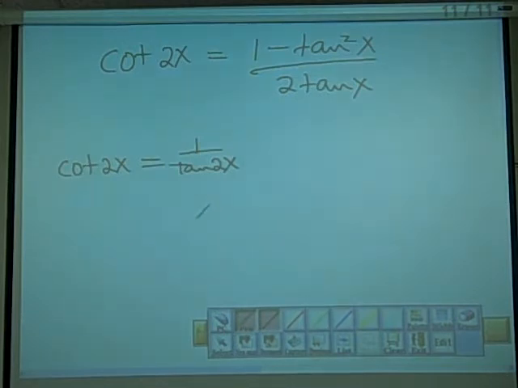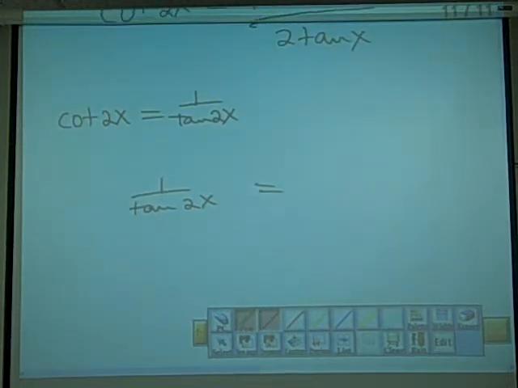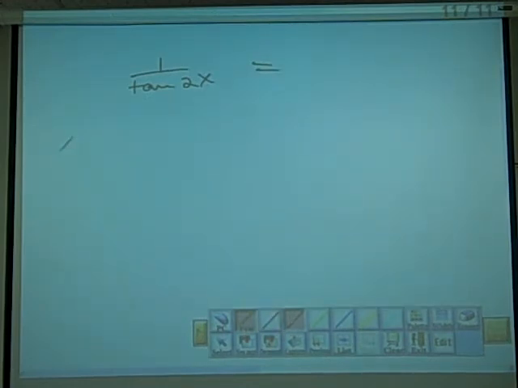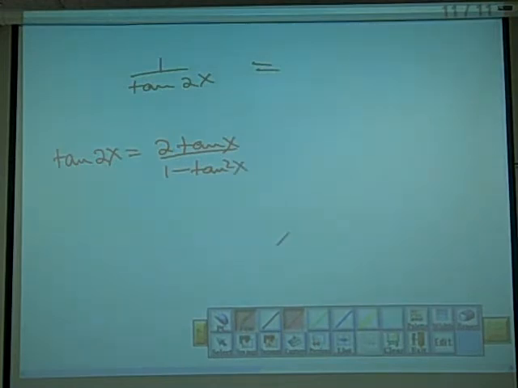So we're going to go ahead and change this to 1 over tangent 2x equals our right hand side. And we also know that tangent 2x is equal to 2 tangent x over 1 minus tangent squared x. So we're going to change this tangent 2x to 1 over 2 tangent x over 1 minus tangent squared x.